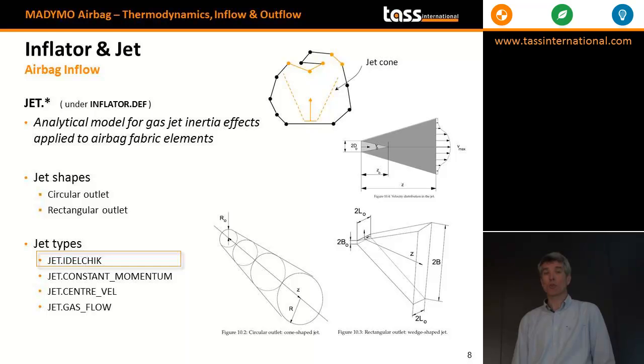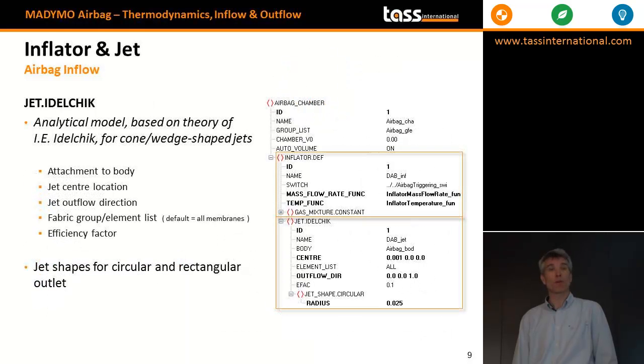Most commonly used in uniform pressure is the idle chick. For gas flow there is only one available. Let's focus a little bit more on the jet idle chick. Here you see an example. You can attach it to a body. Suppose you would like to let it move into space. But you can also apply it or attach it to the reference base.